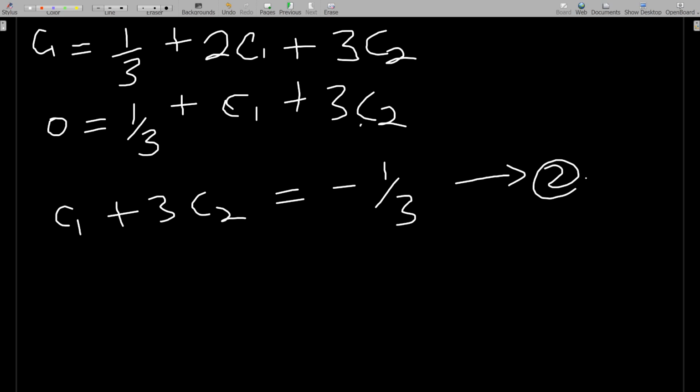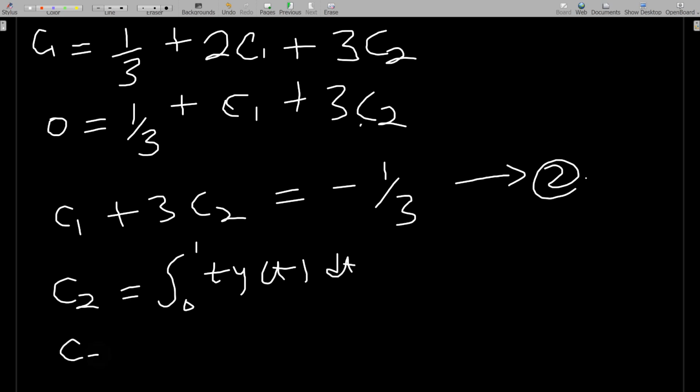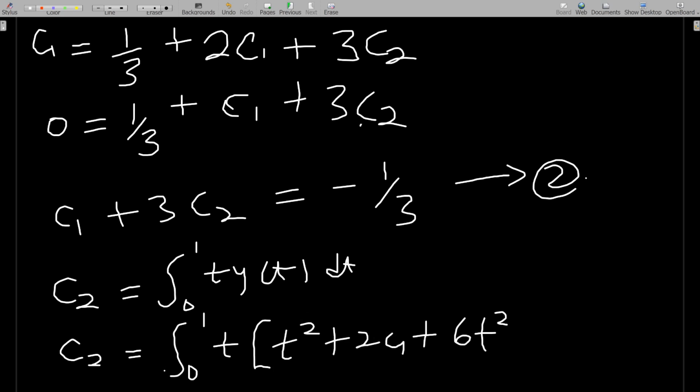So we go ahead and do the same for C2. C2 is giving us the integral from 0 to 1 of t y of t dt. So C2 is equal to the integral from 0 to 1 of t, then y of t. What did y of t give us? Y of t is actually equal to t squared plus 2C1 plus 6t C2. Let me see, my y of t is equal to just 6t C2, not 6t squared.